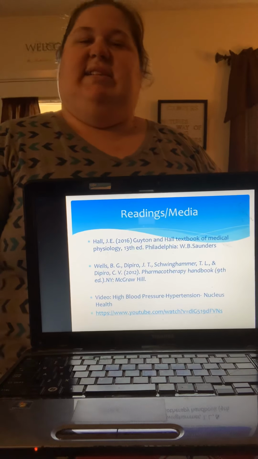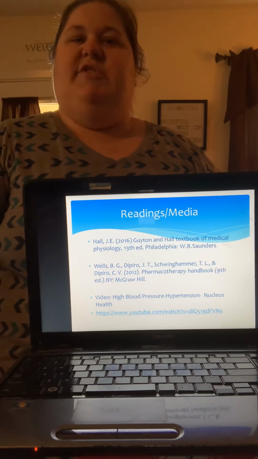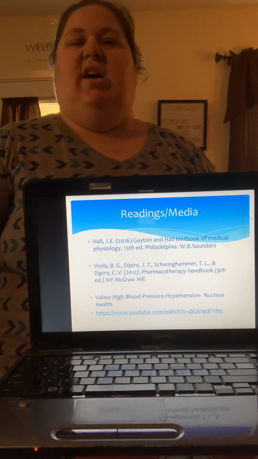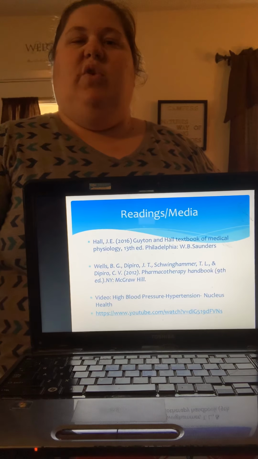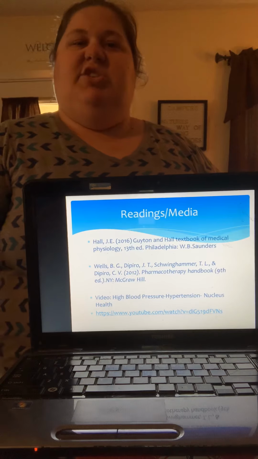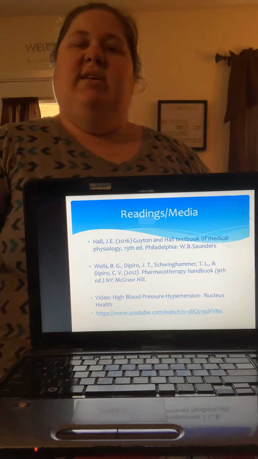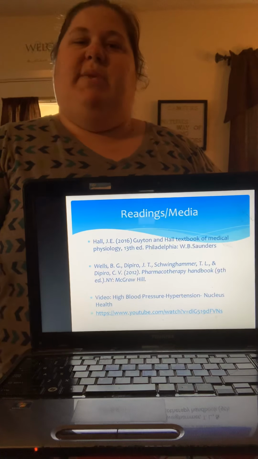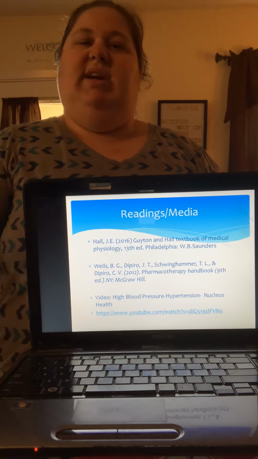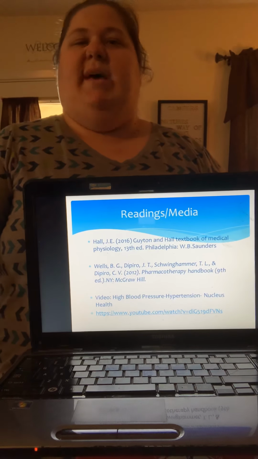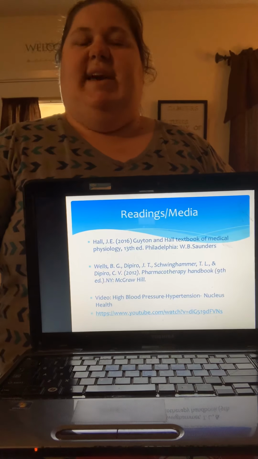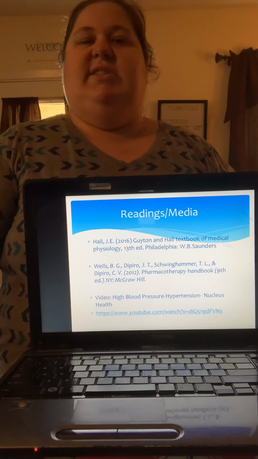So this slide is going to discuss some readings and media that are recommended for students. The first is going to be a physiology book. This will go over the anatomy and physiology of the heart and how blood flows through the heart as a reminder for students. The second is going to be a pharmacotherapy textbook. This reading is going to go more in depth into medical management. It'll discuss the ACE inhibitors as well as other antihypertensives.